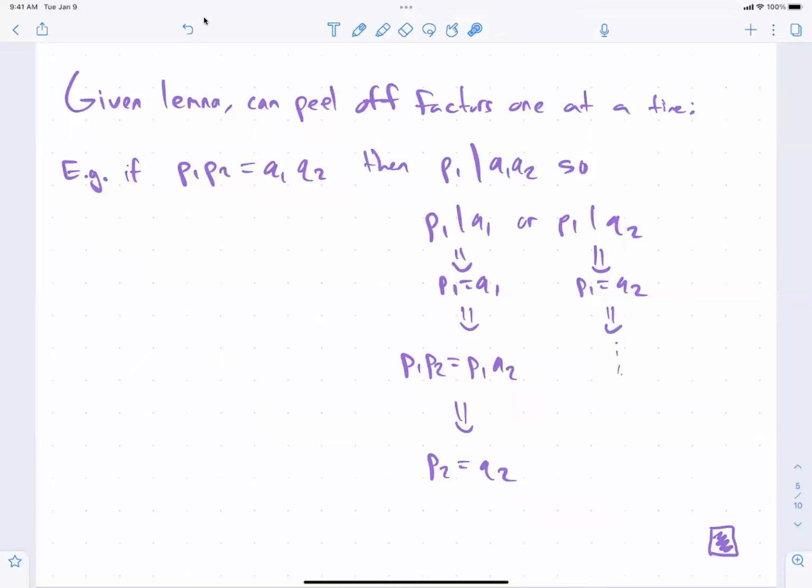We have a product of two prime numbers. Say I have P1 times P2 is equal to Q1 times Q2, with P1, P2, Q1, Q2 all prime. In this situation, I want to show that P1 is either Q1 or Q2, and P2 is the other one, so that these are really the same up to reordering. Good. So if I start with this, well, P1 divides P1 times P2. Since that's equal to Q1 times Q2, I get that P1 divides Q1 times Q2.